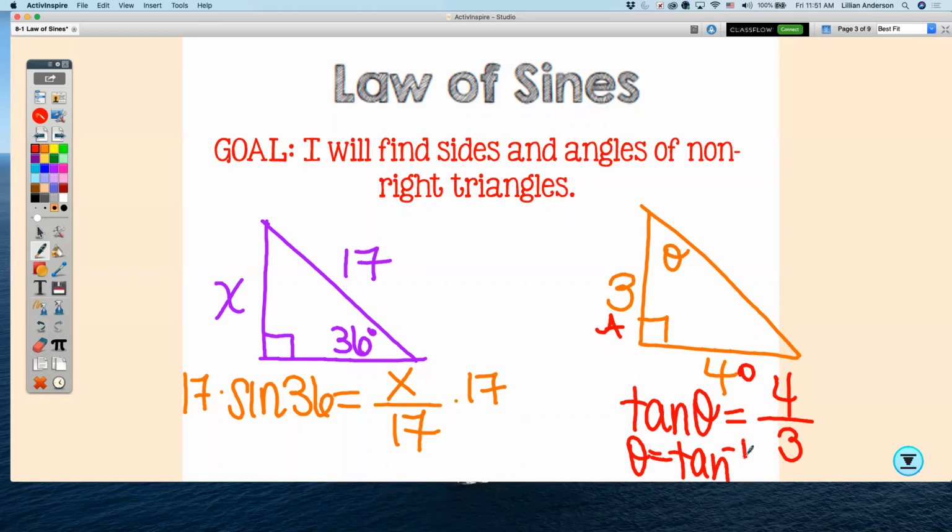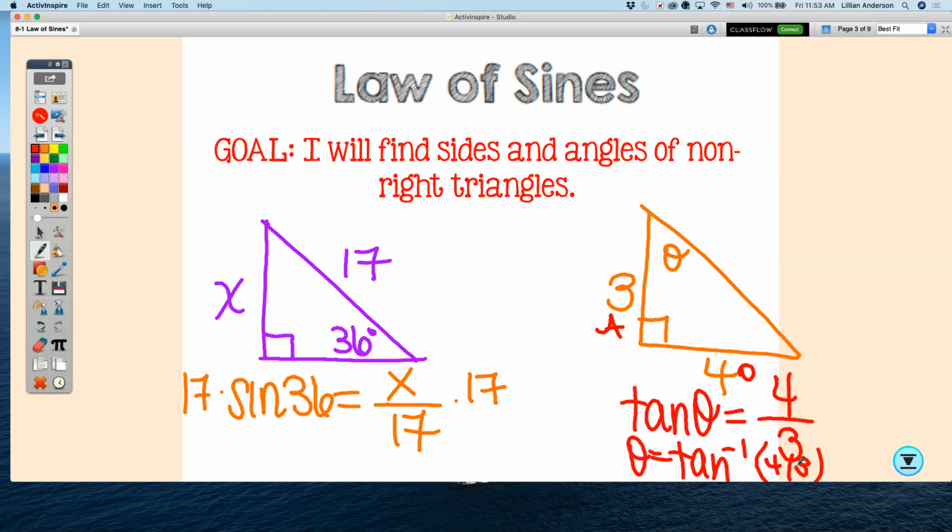Anybody know what that's called? When you see that -1 and an exponent? The inverse. It was the inverse. And you would do on the more fancy calculators, or maybe even some of the basic ones, second tangent, and then it pops up the -1 and the exponent. You just do 4/3 and you would get your angle. SOHCAHTOA is only used for right triangles. For non-right triangles, you either use the law of sines or the law of cosines.